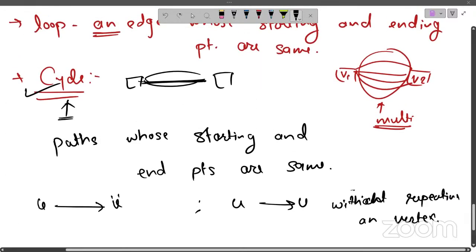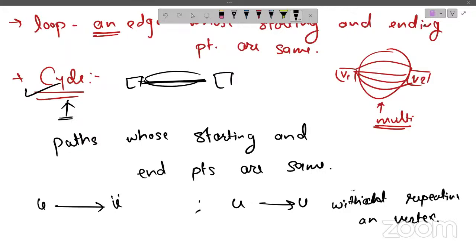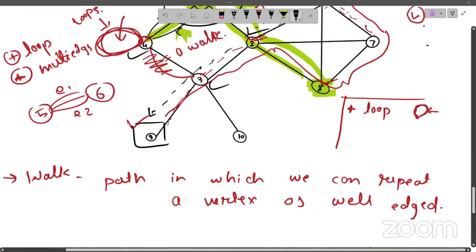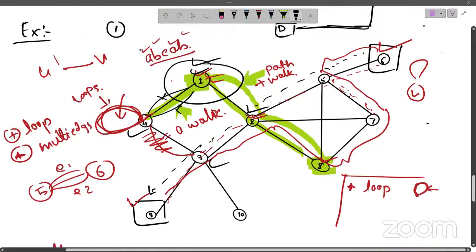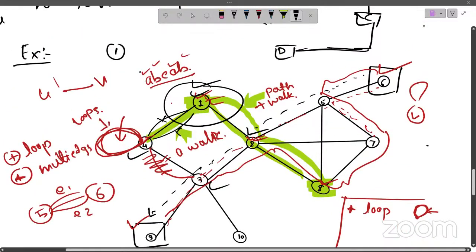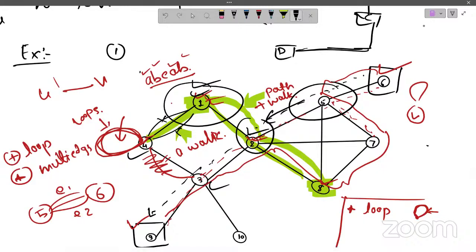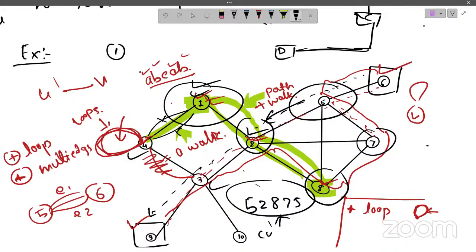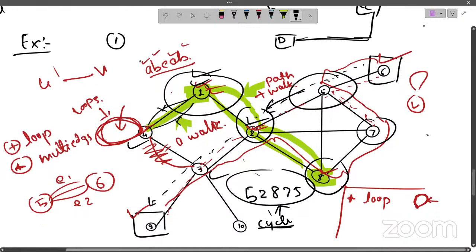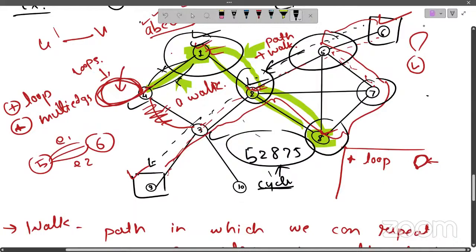Ma'am, can you repeat cycle again, please? A cycle is nothing but a path in which your starting vertex and your ending vertex are the same. That sequence is called a cycle. For example, suppose you consider 5. I'll start from 5, go to 2, then go to 8, then go to 7, and then return back to 5. So this sequence, 5 2 8 7 5, is called a cycle. It is just a path in which your starting and ending vertex are the same.